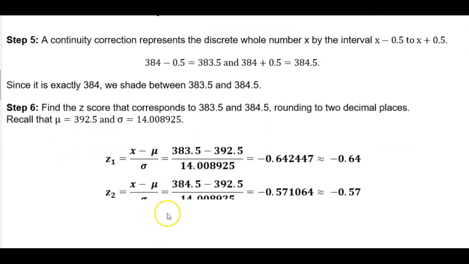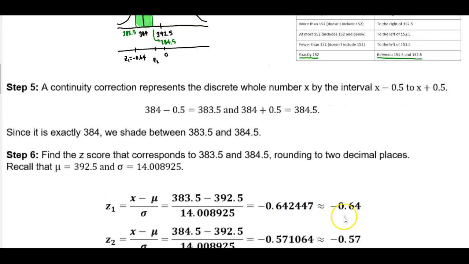Okay, and then the second z-score, we're looking at 384.5 minus 392.5 divided by 14.008925, and that gives us negative 0.571064. And again, rounding that to 2 decimal places gives us negative 0.57. So therefore, we have negative 0.57.